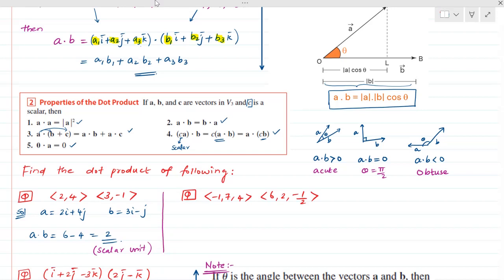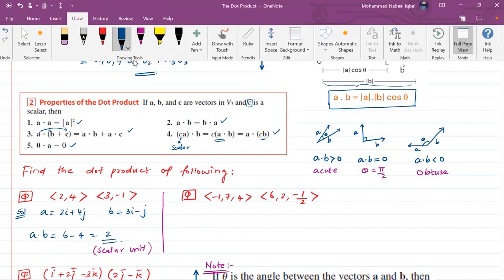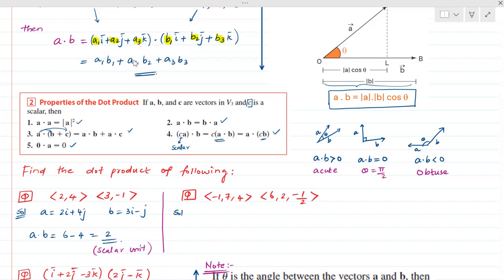Then let us go with the next example. If you have these three things, I want to take a dot product of these two vectors. Let this be the A vector, this is the B vector, and I want to calculate A dot B. So when you calculate A dot B, multiply these terms.